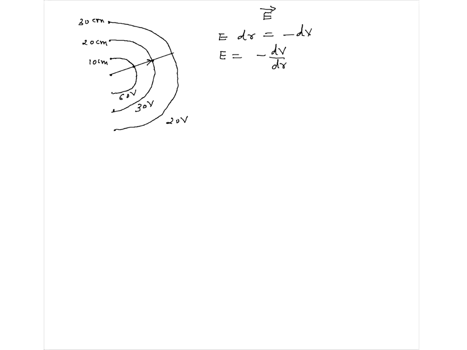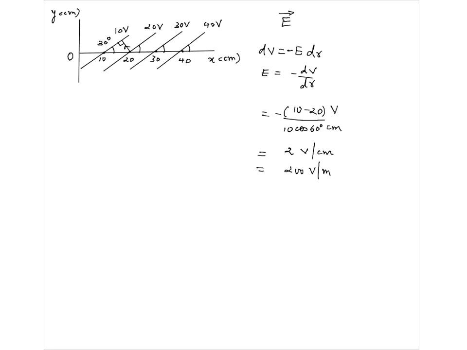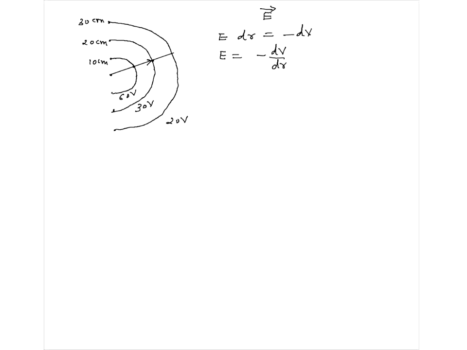Now this problem has got a trap. Previous problem had same dV, 20 minus 10, 30 minus 20, 40 minus 30. Change in potential was same, 10, 10, 10. If you traveled the same amount, dV was same. So it was an easy question. Now here, if I take these two, then dV is 60 minus 30.